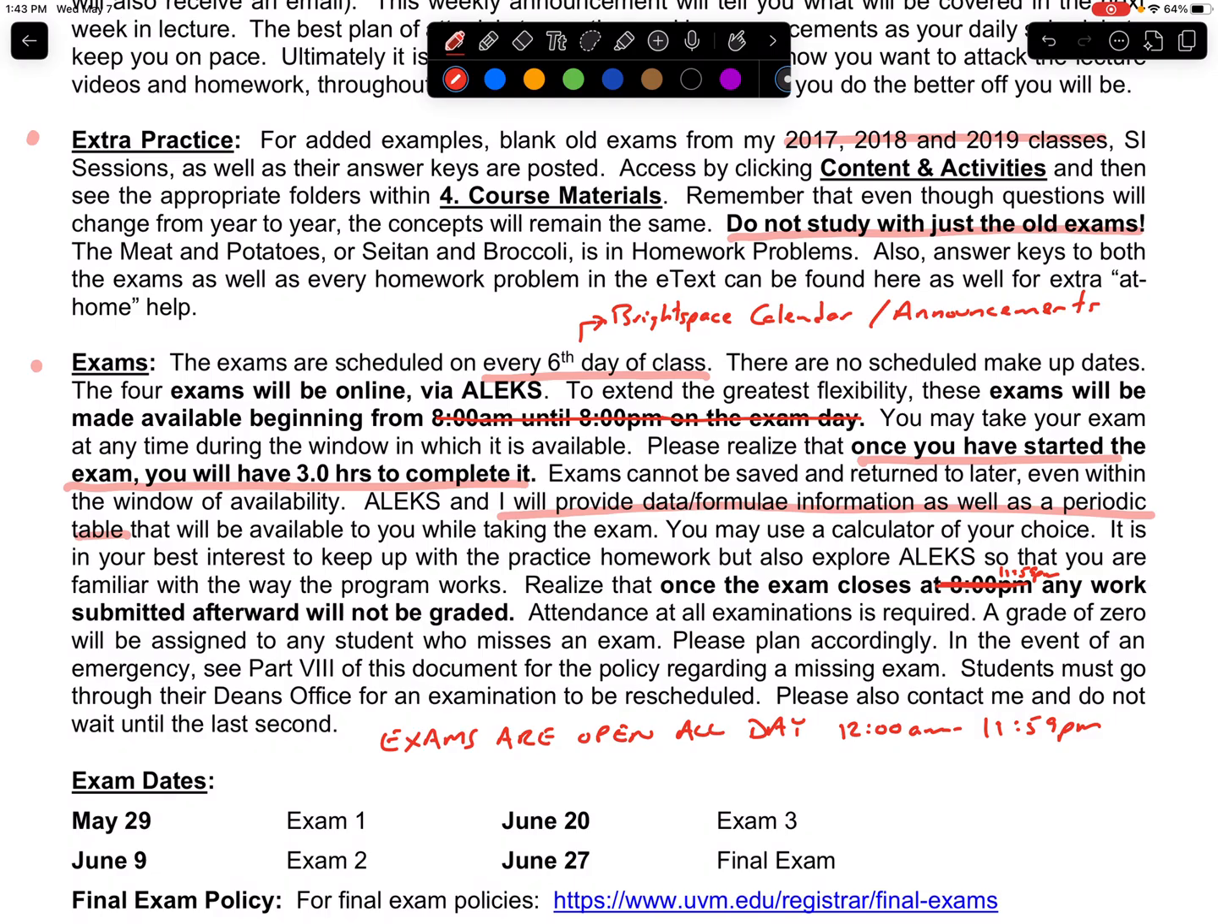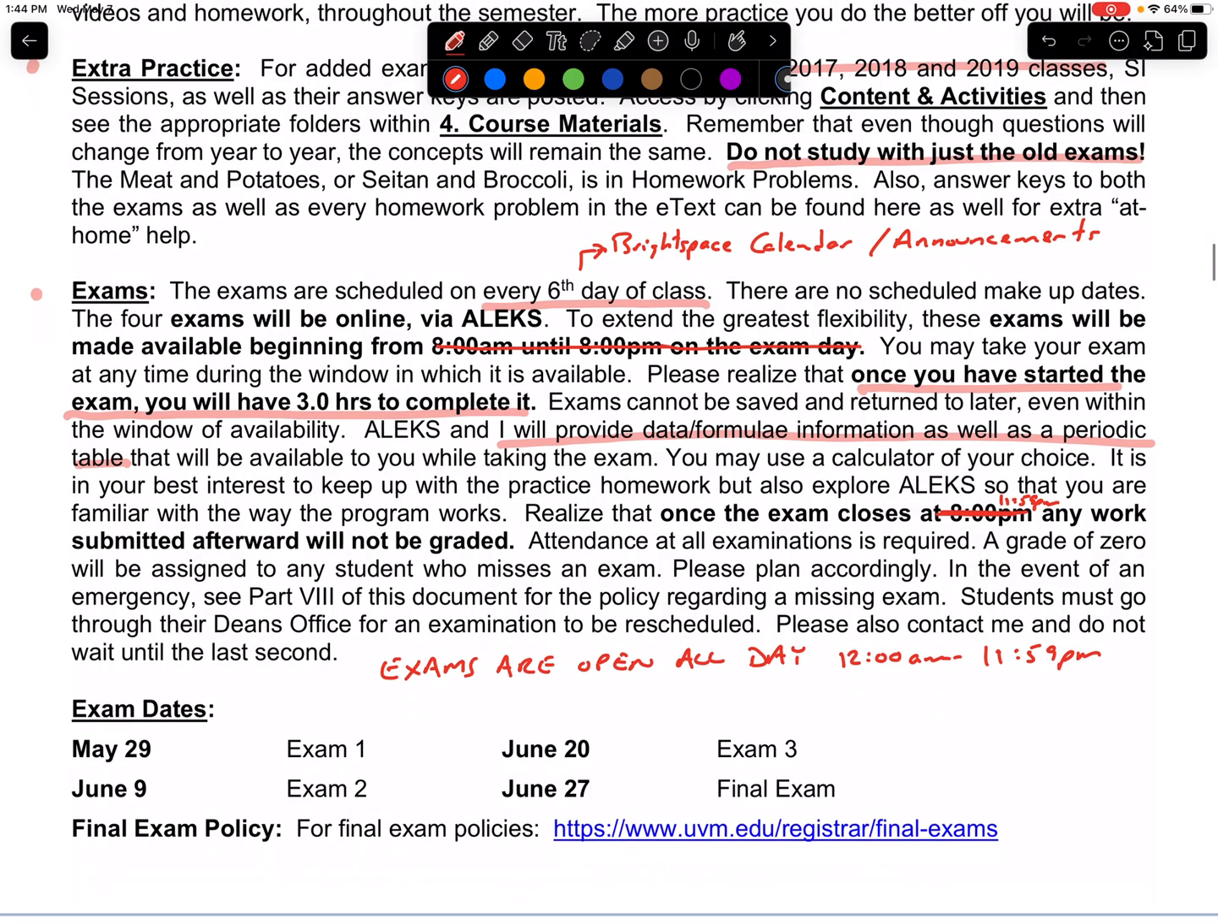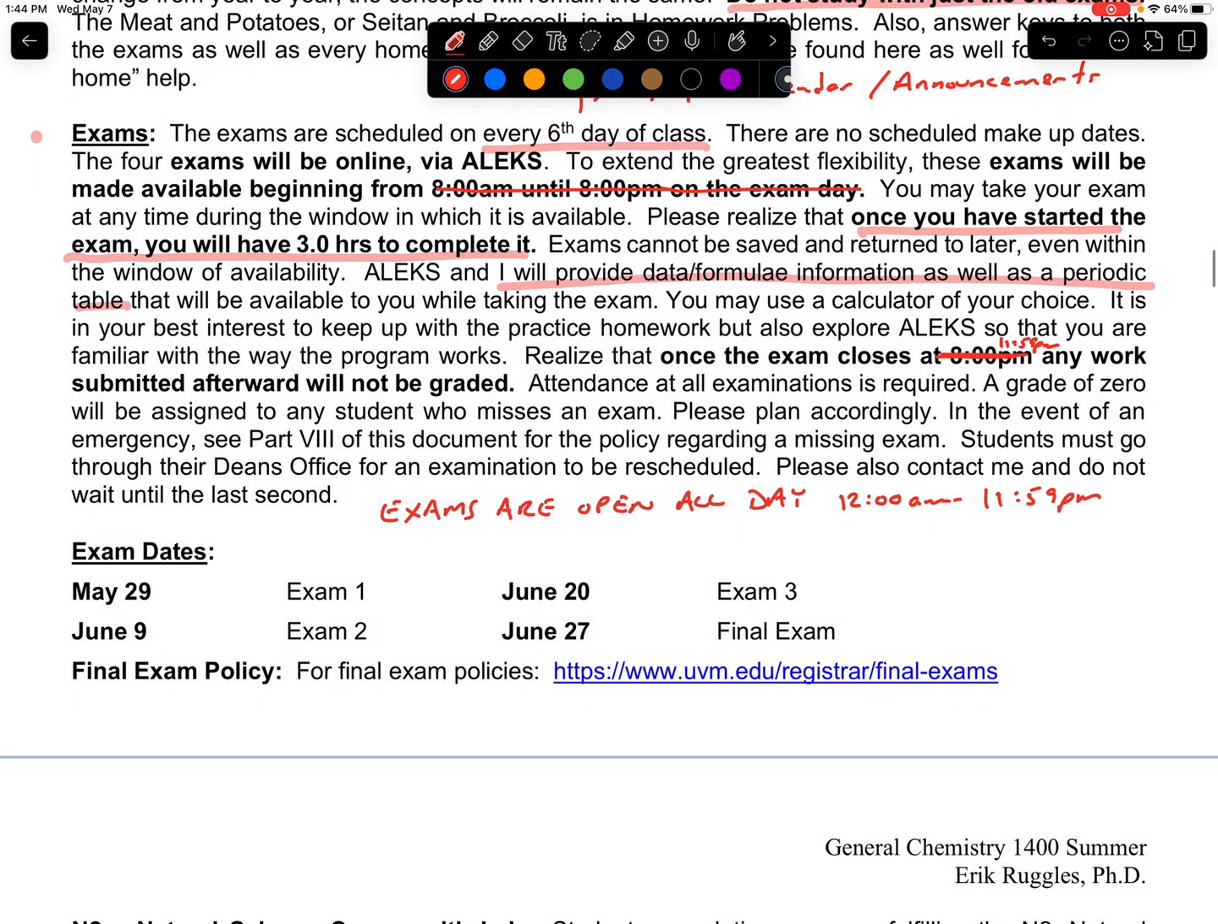If you miss an exam, you'll receive a 0. In an event of emergency, we need to have transparency, so please contact me as soon as possible to figure out what we can do to help you. Here are the 4 exams, 3 mid-semester and the final, and their respective dates.